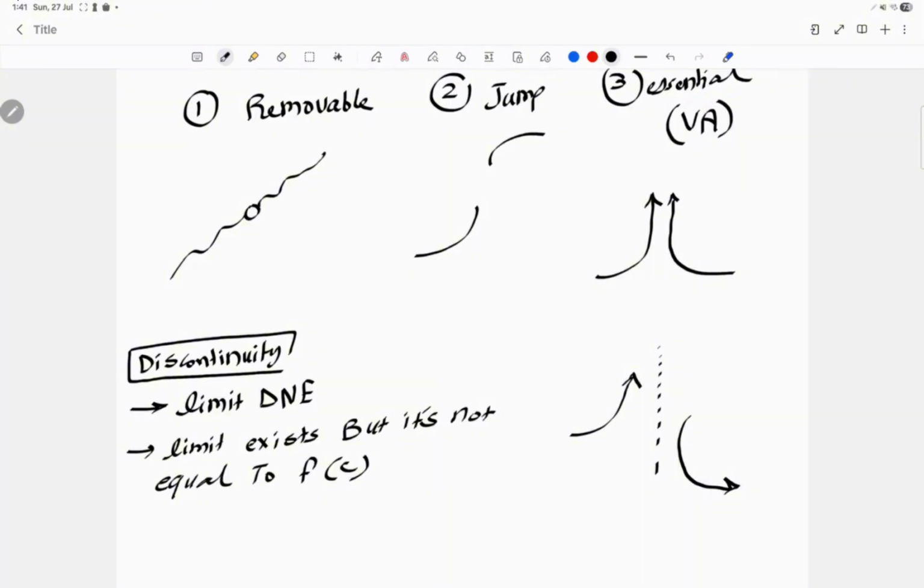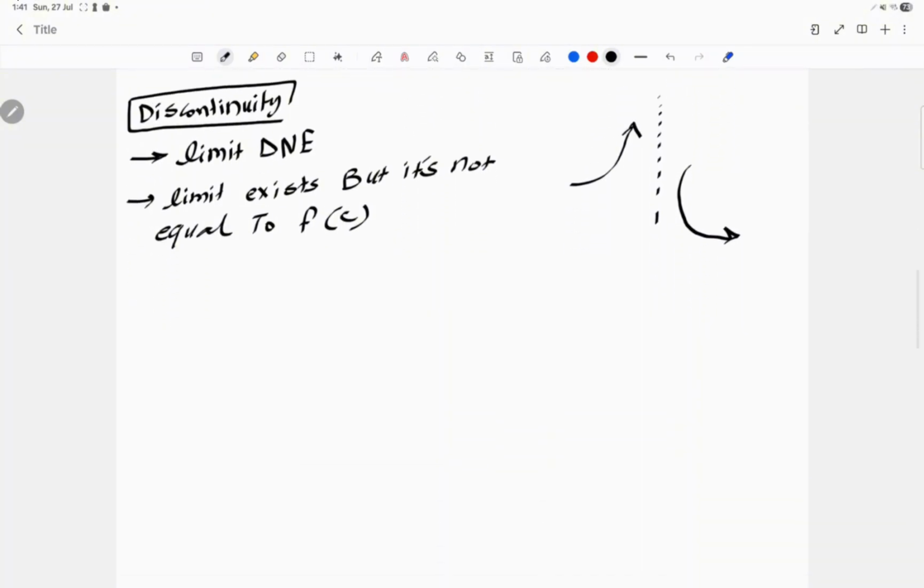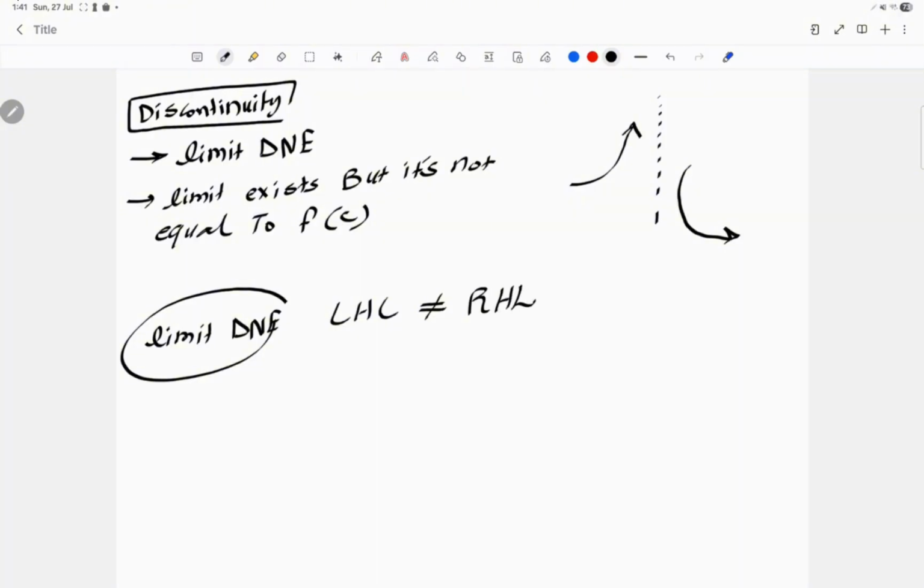Let's discuss each condition separately. So, when does a limit not exist? When the left-hand limit and the right-hand limit are not equal to each other. Okay, that's condition number one. Condition number two is when the limit exists, but the limit is not equal to f of c.